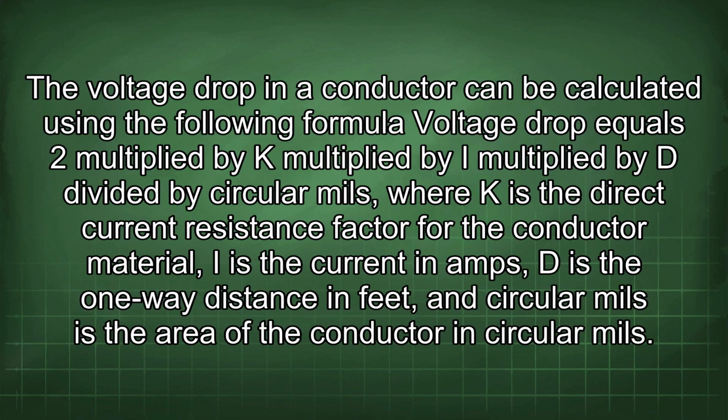The voltage drop in a conductor can be calculated using the following formula: voltage drop equals 2 multiplied by K multiplied by I multiplied by D divided by circular mils, where K is the direct current resistance factor for the conductor material, I is the current in amps, D is the one-way distance in feet, and circular mils is the area of the conductor in circular mils.